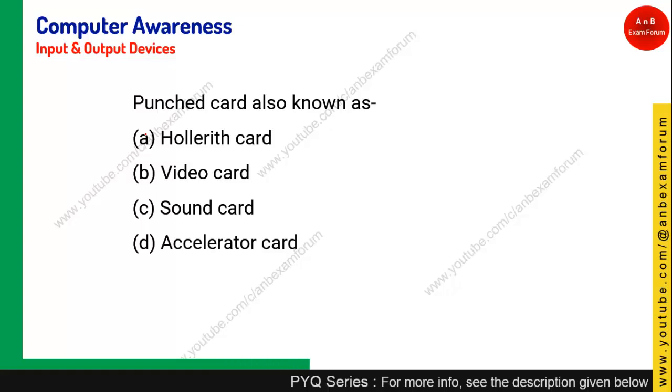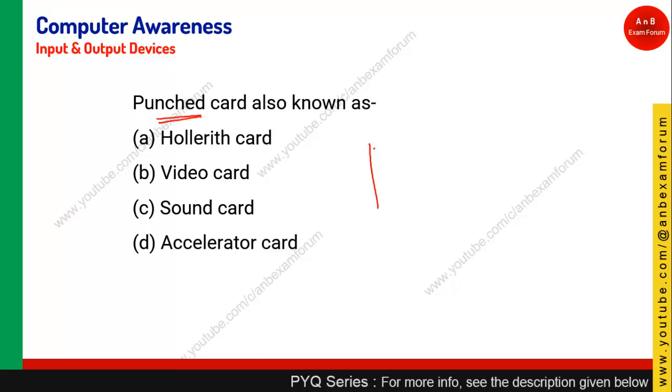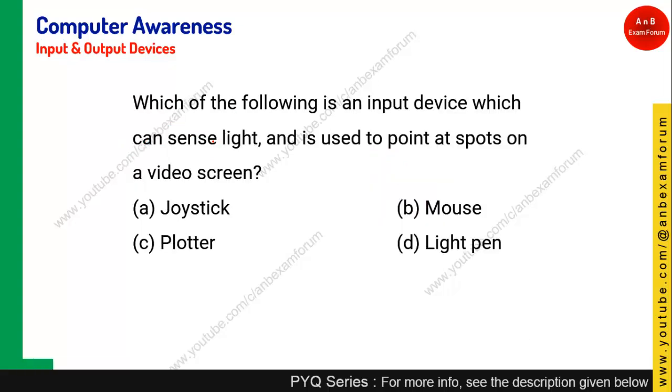Coming to the next question, punch card also known as what? So we have four options: Holyheart card, video card, sound card, accelerator cards. So punch cards were used in very old days. It has various holes in it. With the help of holes, it is able to determine the information, the data, which each represent some bit. This was basically designed by a person named Holyheart, so it is also known as Holyheart code. Holyheart card is the correct answer.